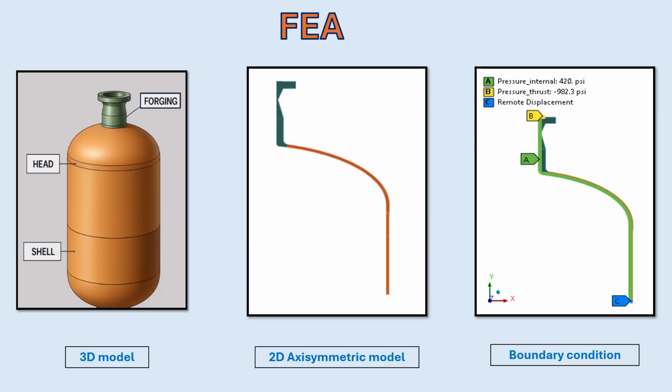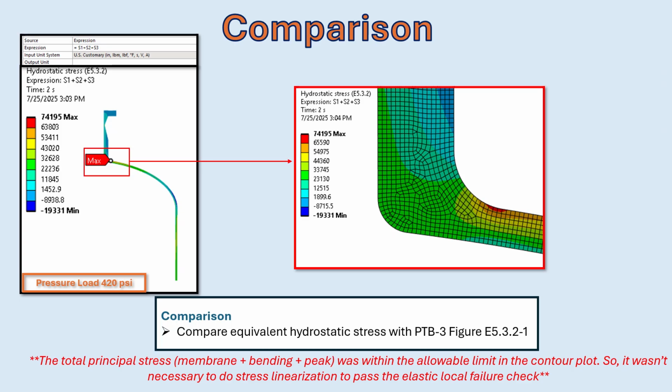We reuse the same finite element model developed earlier in example 5.2.1, a 2D axisymmetric model with internal pressure of 420 psi applied. Boundary conditions are the same as before, with constraints that allow the vessel to expand realistically. The FEA results were checked against the criterion. In FEA, user-defined results are obtained with the expression S1 plus S2 plus S3, which are the principal stresses. This includes all stresses, including bending, membrane, and peak.